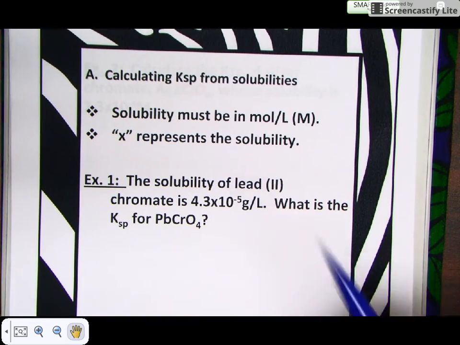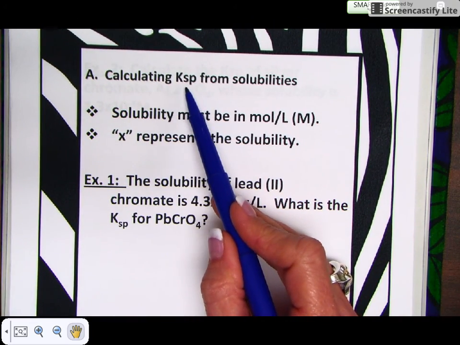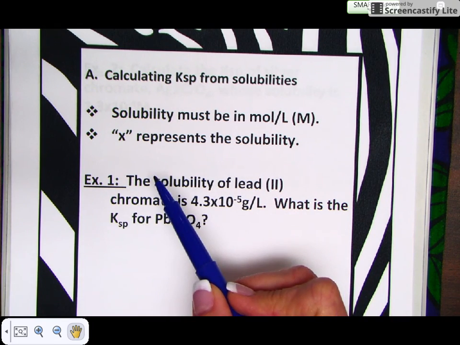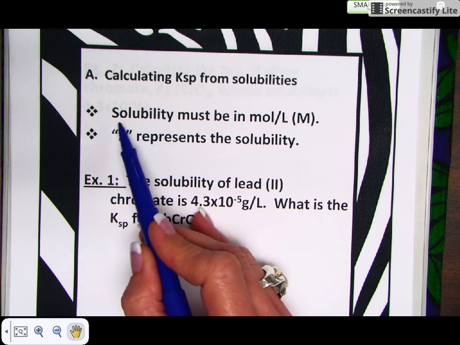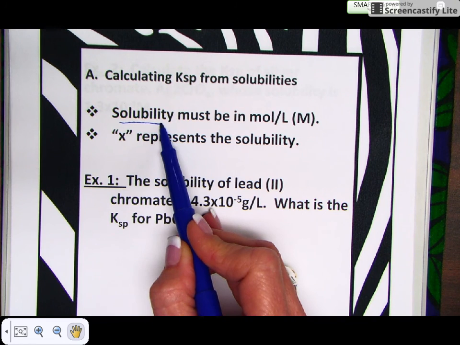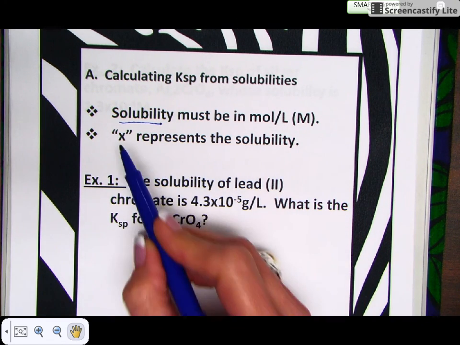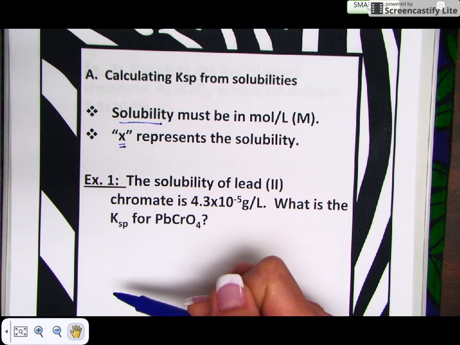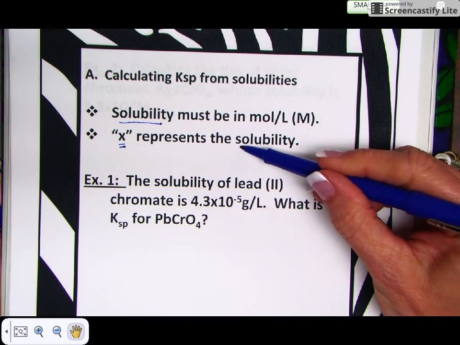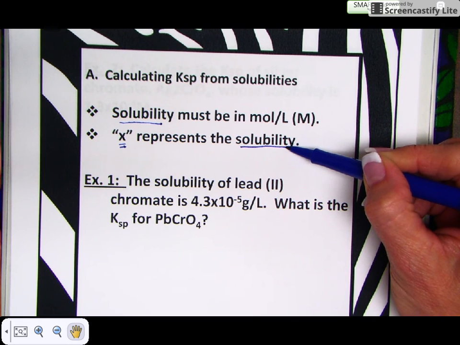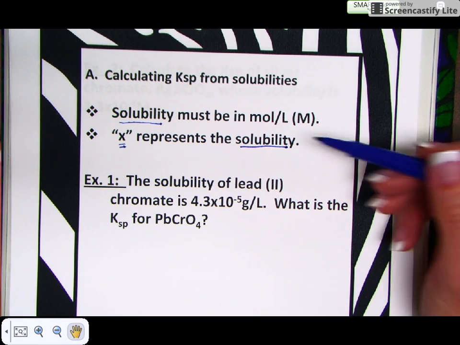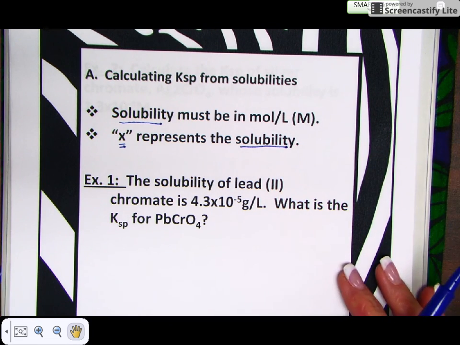So we're going to first look at how to calculate the KSP from their solubilities. Now solubility, first of all, when it says solubility, it must be expressed in moles per liter or molarity. X, when we ICE our problems, represents the solubility. So our X's in our ICE tables are going to represent the solubility.